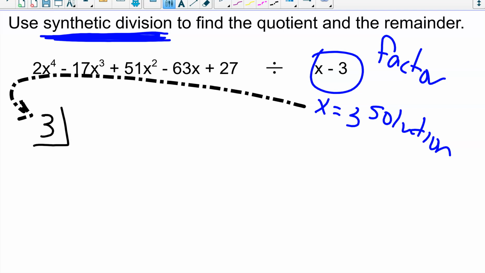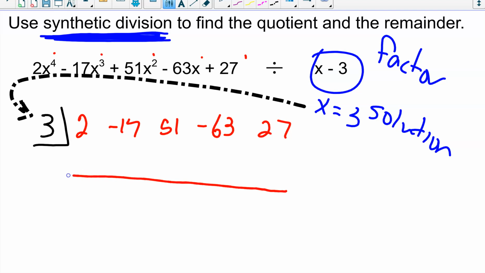So first thing we want to do is make sure that this is in descending order in standard form. So we have a 4th power, 3rd, 2nd, 1st, and no power. And we're going to write the coefficients, only the coefficients. So we have 2, negative 17, 51, negative 63, and 27. And we're going to leave a row there. And the first thing we're going to do is bring down this 2.